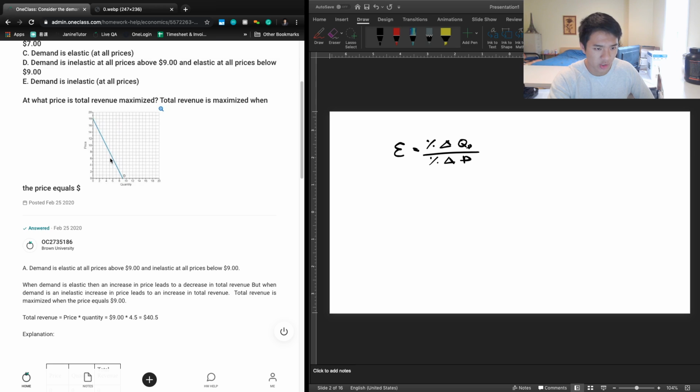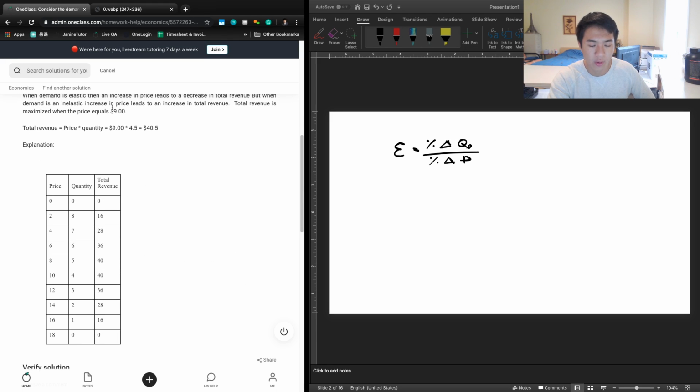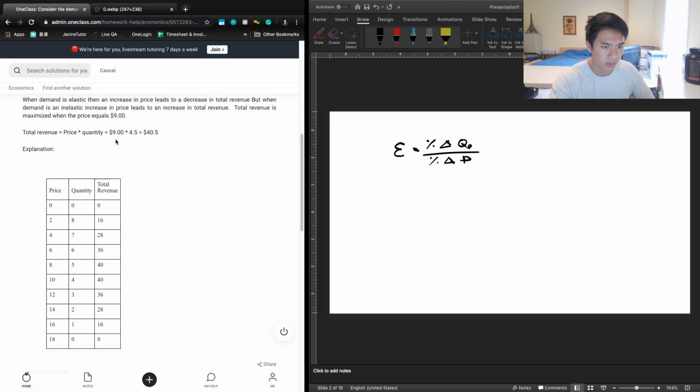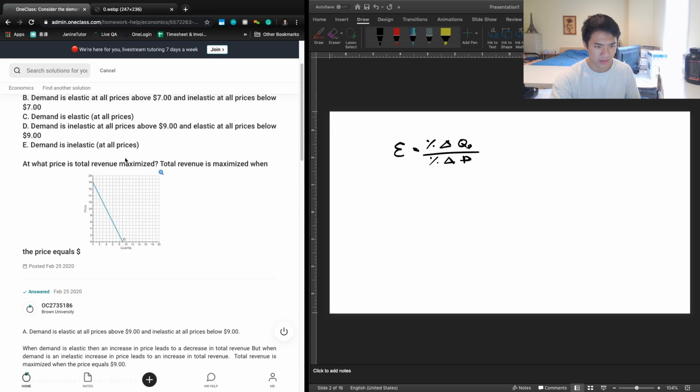So any region in which the price is below $9, we know we can make more money by increasing the price to $9. And so that would be the point where it's unit elastic and there's no incentive to deviate away from that point. And so that would give us $9 times 4.5 is $40.5 for the maximization. And that, again, is answered.